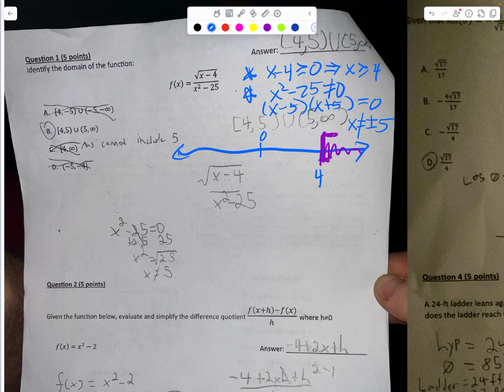So let's see. Can't be those. Well, here's minus 5. Don't have to worry about it. But over here is positive 5. We have to exclude that one. So let's go ahead and put round parentheses like this and like this. So you can have anything from 4 up to 5, don't include 5, and anything from 5 up to infinity.